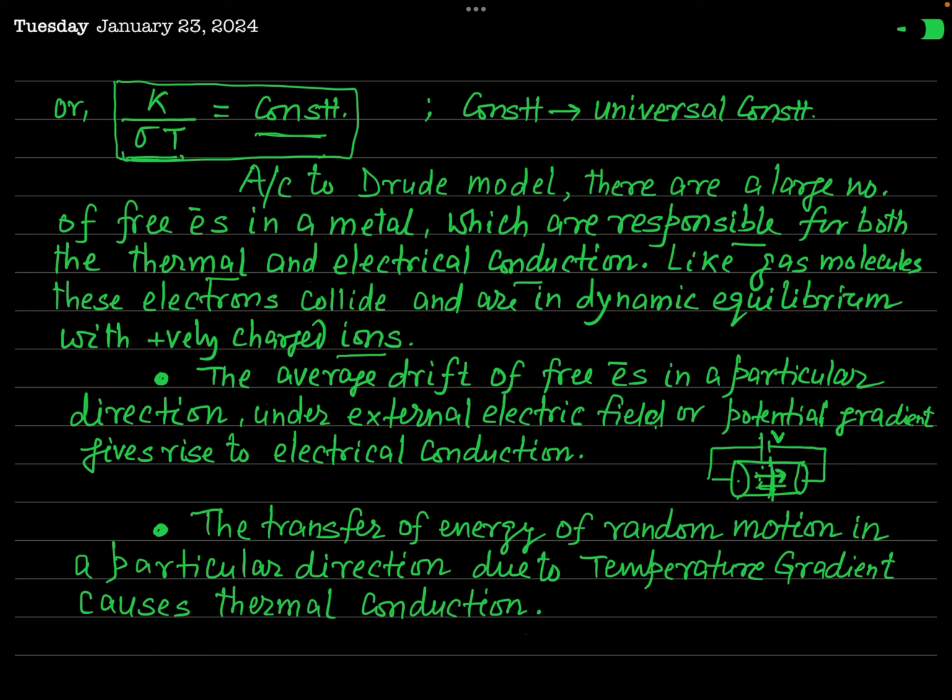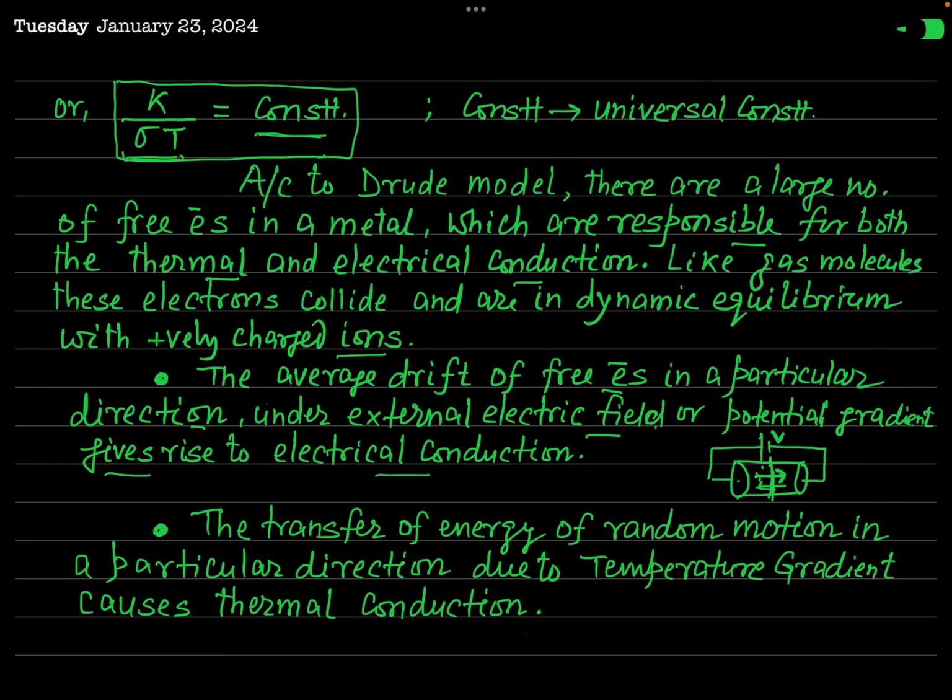Under that electric force, the free electrons drift in a particular direction, just opposite to the applied electric field. This average drift of free electrons in a particular direction under the electric field or potential gradient gives rise to electric conduction, or you can say it constitutes electric current. In this way, electric conduction takes place.